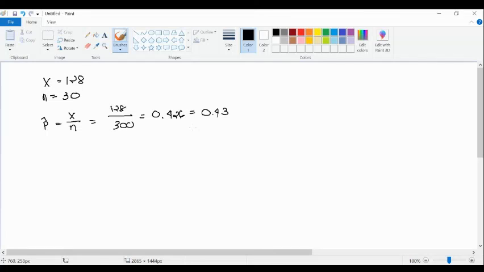So thus, the population proportion P is 0.43. And since Q is equal to 1 minus your p hat, then that will be 1 minus 0.43. So the answer would be 0.57. Therefore, there will be 43% who like to watch movies on the big screen, and then there will be 57% who do not like to watch movies on the big screen.